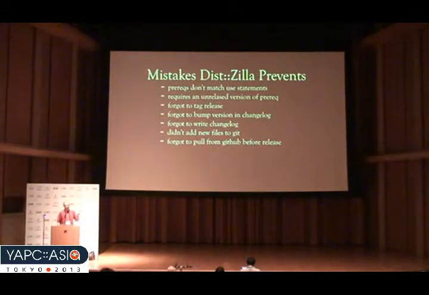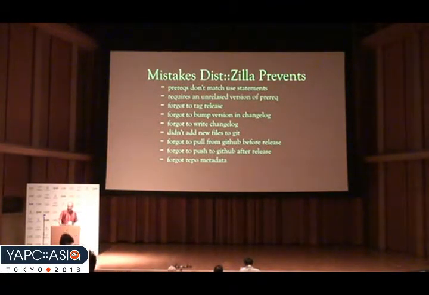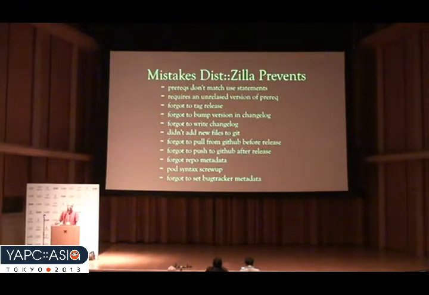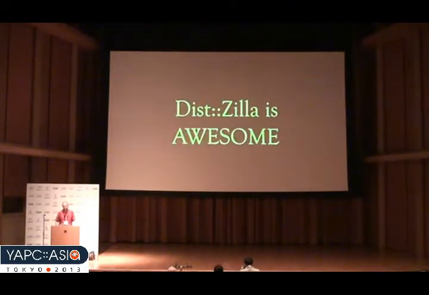Or I forgot to pull from GitHub, so whatever work I did from another computer, I don't have in the new release. Or I did a release, but I forgot to push to GitHub. Or it's all on GitHub, but the repository data isn't in my project. Or I documented everything, but my pod is broken. Or my pod is fine, but I didn't link to the bug tracker. These are mistakes I used to make every time that I shipped. And Zilla will fix all of these in a way that does not have you do any work. And that is why Zilla is awesome.